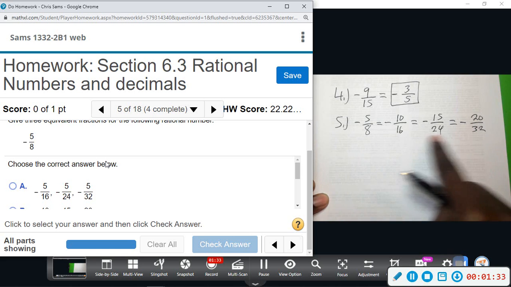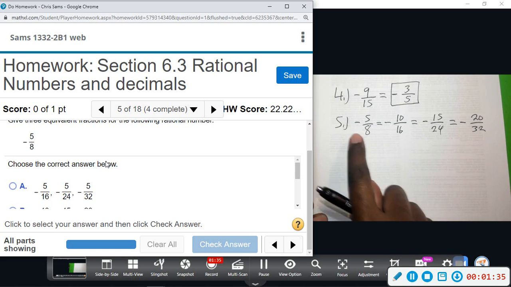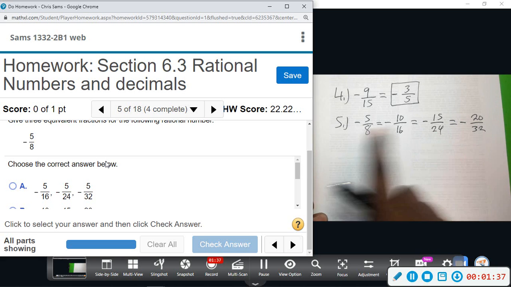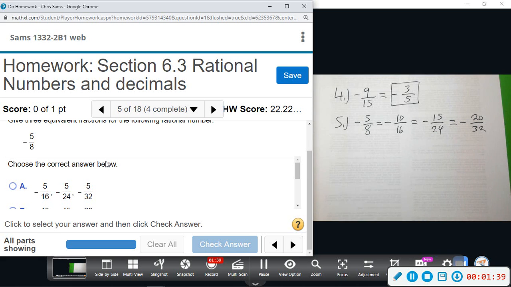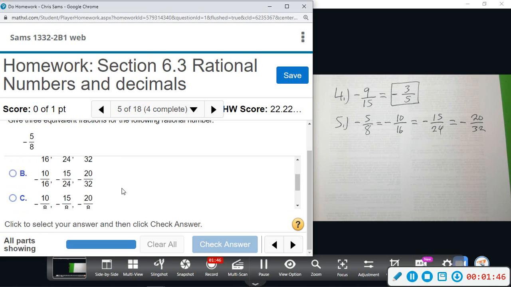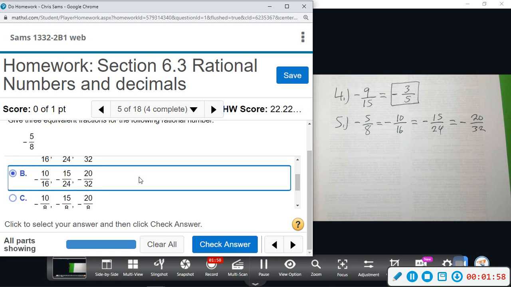Alright, so all of these will reduce to the same thing, just multiplying by 2, 3, 4. Alright, so we're going to look, this might be our starting point. So this first one has all 5s and the bottom changes only. That's not going to be what we're looking for. This one gives us 10/16, which matches. And then 15/24 looks good. And then 20/32. So B looks like it's going to match with what we've done.